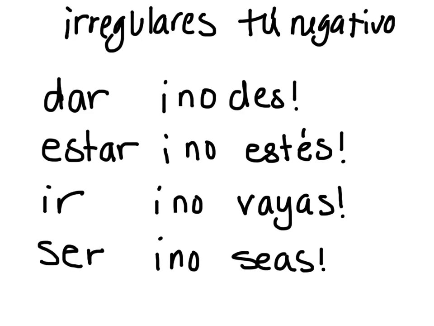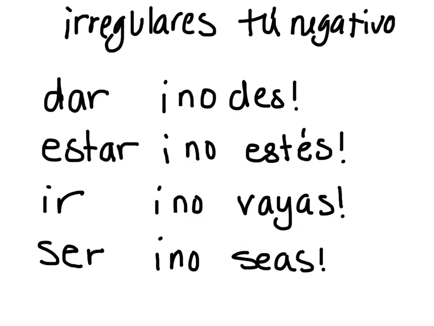Irregulars. The tú negatives also have irregulars. Fewer of them. This time there are only 4. This time, what these guys have in common is the yo form doesn't end in o. Yo, no o. So dar is doy, excuse me, estar, estoy, ir, voy, ser, soy. So all of these don't have that easy take the o off and add stuff to them. So that's why they're in this category. They pretty much look like what you'd think they would look like, except this one and this one, I guess, are a little bit odd.